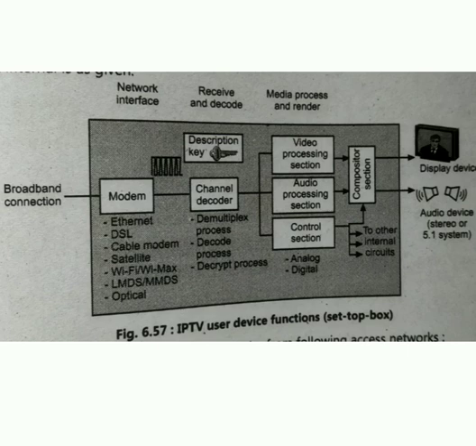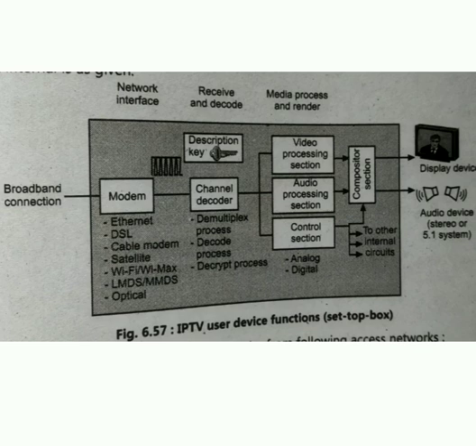This is the internal diagram of the set-top box, and you can see the different blocks present in it. The broadband IPTV data packets come to the set-top box from the different access networks: DSL, Ethernet LAN, satellite link, Wi-Fi Max link, cable modem, LMDS, MMDS link, and optical network. Any of these outputs can be given as input to the broadband connections. These signals and supporting modem functions are available in the set-top box as an input section. The output of the modem is given to the channel decoder.